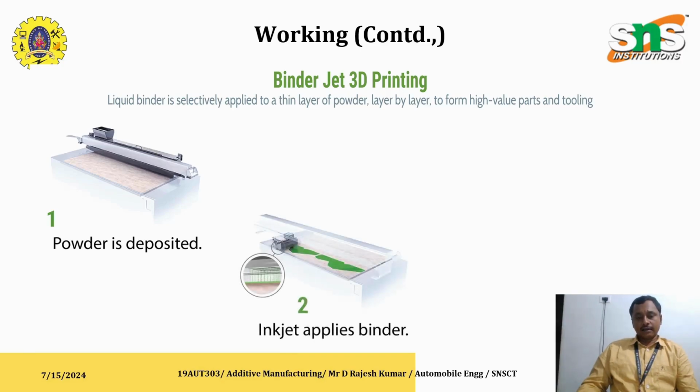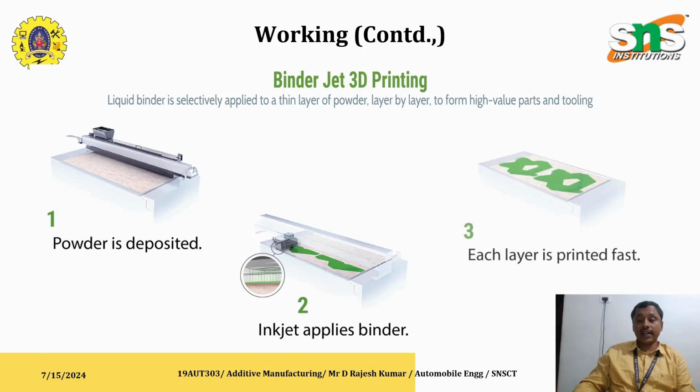In step number 2, the inkjet present on the top of the printhead applies the binding agent. This binding agent is represented in green color. This binding agent is supplied according to the type of the powder, so it depends upon the powder. For example, epoxies can be used and the material can be a polyamide, nylon, etc. So these materials are bonded by the application of the binding agents.